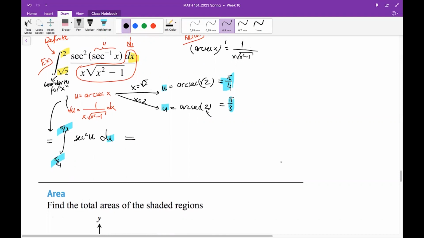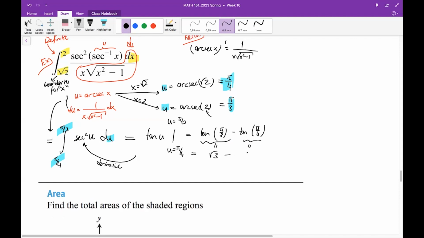Okay, time to evaluate now. Tell me a function whose derivative is secant square. Do you know such a function? Tangent. Exactly. Tangent u is the result of the integral. And now you can safely insert your new boundaries for u, right? So the result is tangent pi over 3 minus tangent pi over 4, which is, tangent pi over 3 is square root 3, minus this is 1.